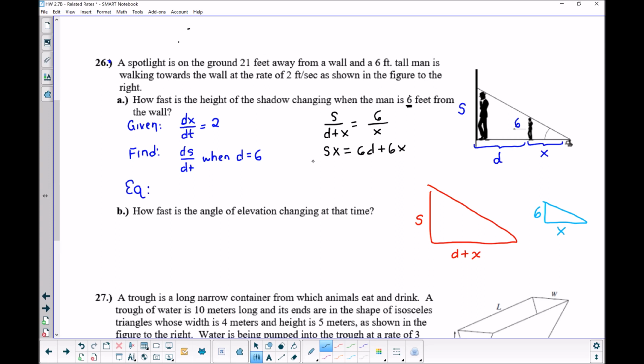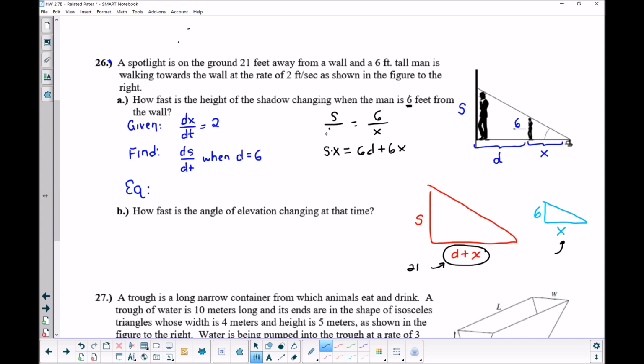Okay, so if we look at this and we're thinking, oh my gosh, we have a really complicated side here. I don't want to deal with this. I don't want to take the derivative of S times X. Well, guess what? We don't have to, because for the purpose of building this similar triangle relationship, why couldn't we use 21 for that, right? In the overall big picture, D plus X is going to be 21. However, for this smaller picture, we didn't know that. So that does change things a little bit.